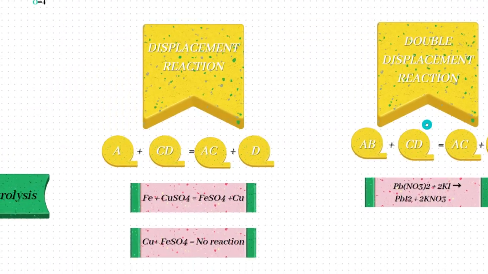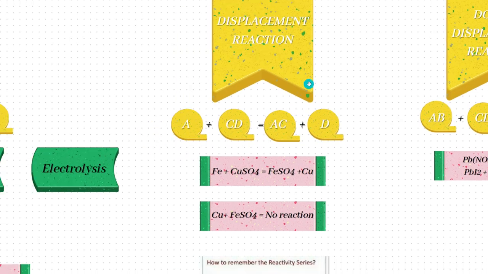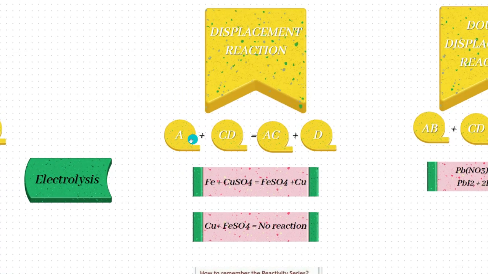Now let's jump to the next section, which is displacement reaction. So what is actually a displacement reaction? As you can see here, if A is an element and CD is a compound, after the reaction, we will get AC plus D. We can see that the anion has changed. What is an anion? Anion is negatively charged, cation is positively charged. So that is a displacement reaction.